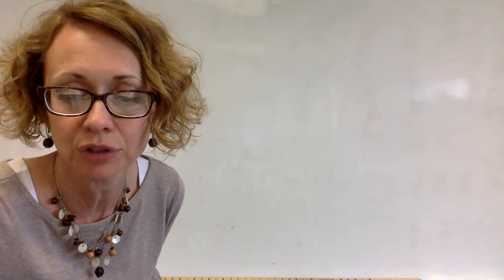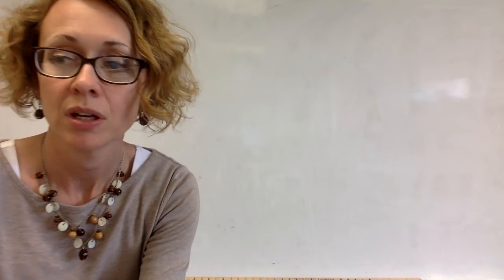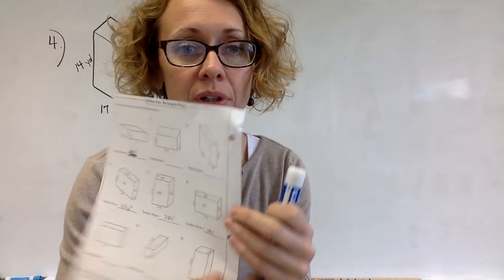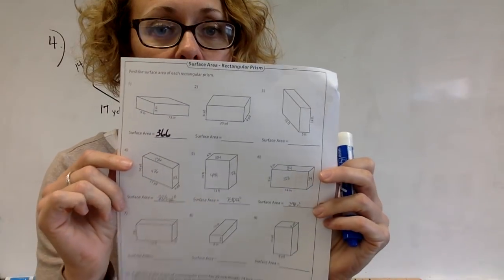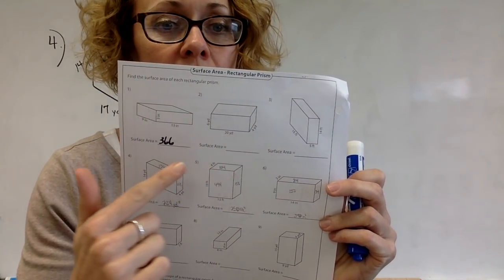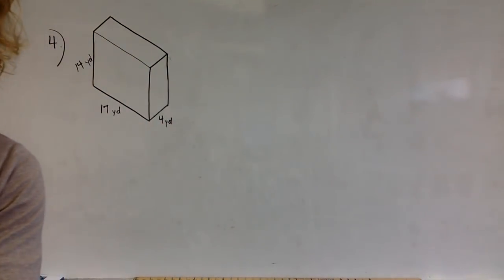Okay, this lesson is to teach you how to find the surface area of a rectangular prism. And what I'm going to do is help you with your assignment that you're working on. I'm going to be working number 4. Number 4 is already sketched on my board.